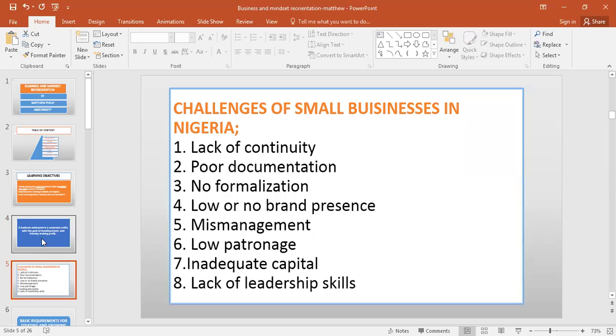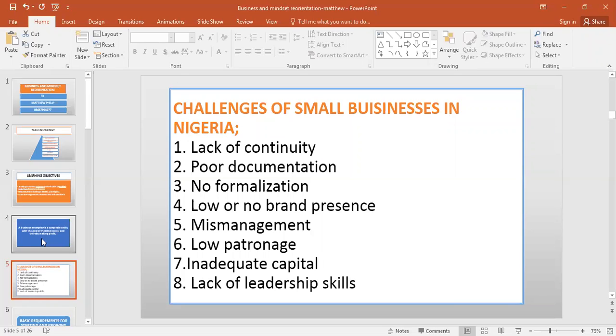Now, some of the challenges small businesses in Nigeria face are, one, lack of continuity. There's a recent survey that I read. The survey states that out of 100 businesses that start, 80% do not see the second year. And out of the outstanding 20%, 15% do not get to the 5th year. Only less than 1% get to the 10th year. So continuity is a major issue for small businesses in Nigeria. The question is, what is the problem? How can this be surmounted?